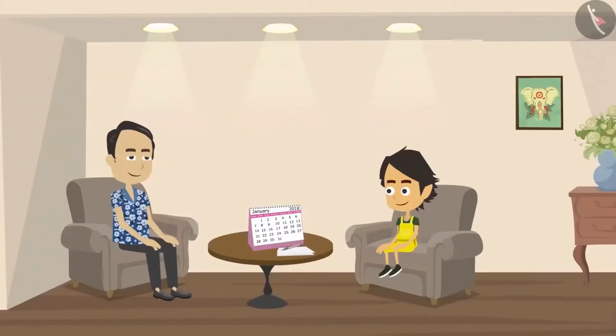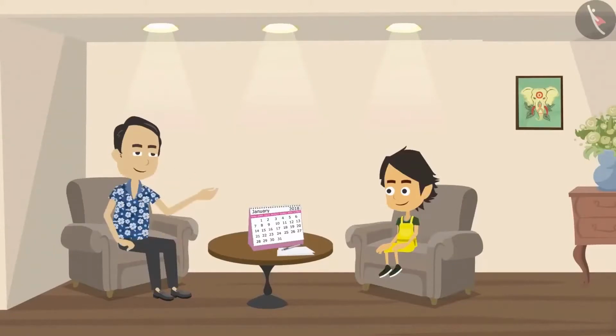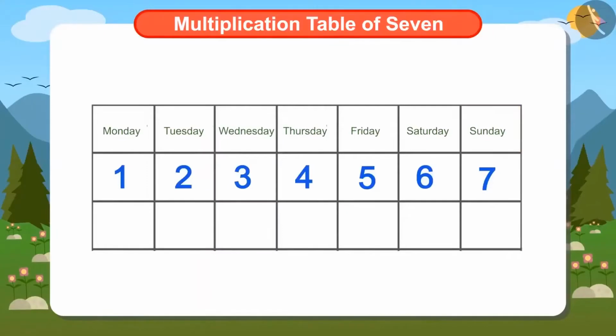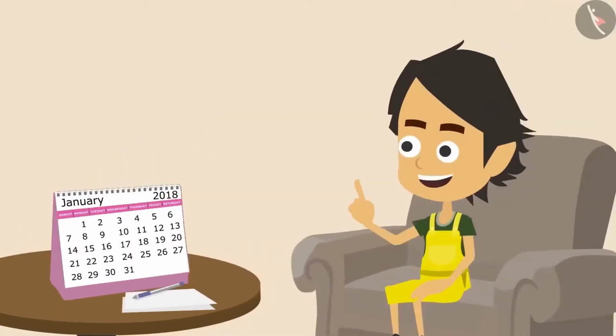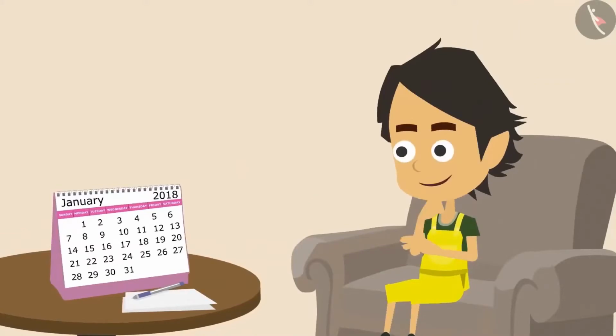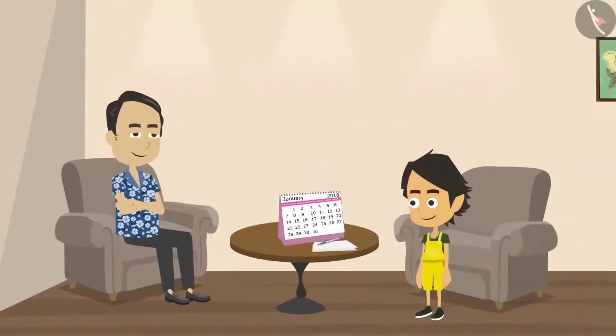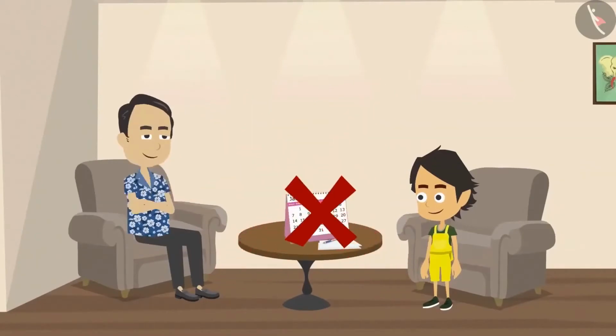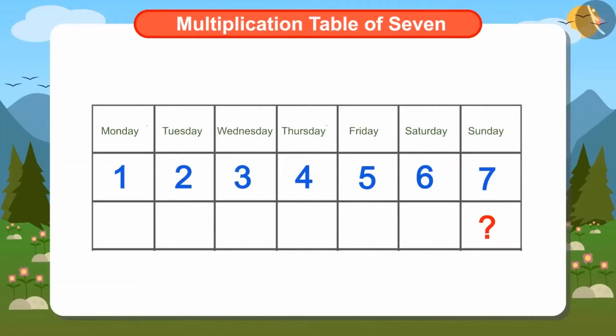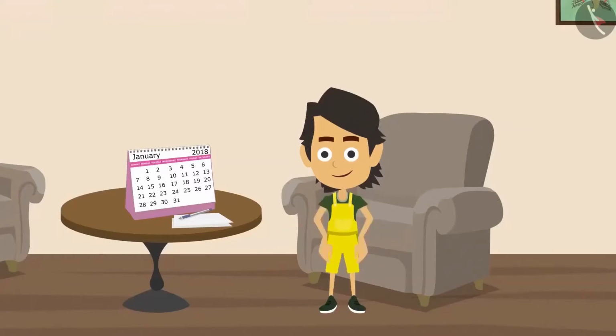Ayushman's father asked one more question. If today the date is 7th and the day Sunday, which will be the date on next Sunday? This can be answered immediately by looking at the calendar. Thinking this, Ayushman gets up to bring the calendar. But Papa wants Ayushman to tell next Sunday's date without looking at the calendar. Can you help Ayushman get the answer?